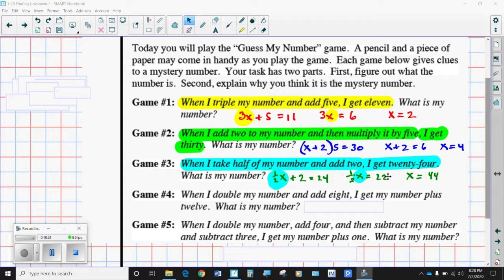Half of 44 is 22. So let's just double check that. Half of my number plus 2 is 24. What's half of 11? That would be like 5.5, right? And is 5.5 plus 2 equal to 24? Absolutely not. If I had checked that, I would have seen there's no way x could be 11. So now we've rethought it, or at least I have, and half of 44 is 22, and 22 plus 2 is 24. That means that x is equal to 44.